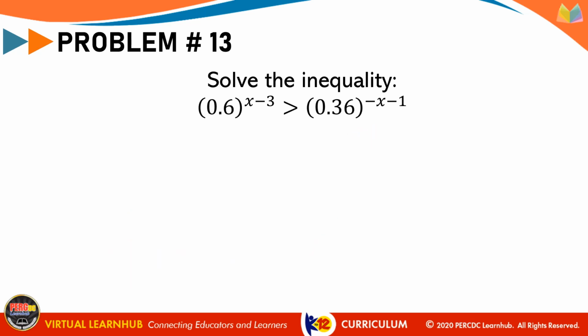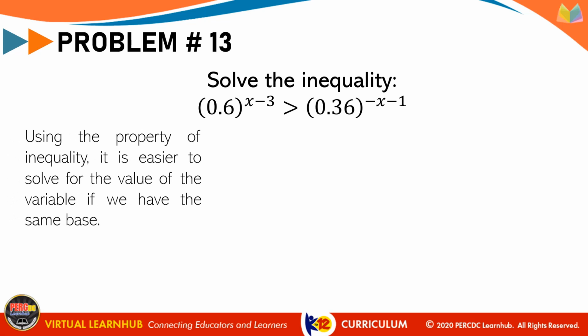Problem number 13. Solve the inequality 0.6 raised to x minus 3 is greater than 0.36 raised to negative x minus 1. Before we apply the property of inequality, we must first express these two expressions with the same base. Therefore, let's express 0.36 with the base 0.6. We know that 0.36 is equal to 0.6 squared.